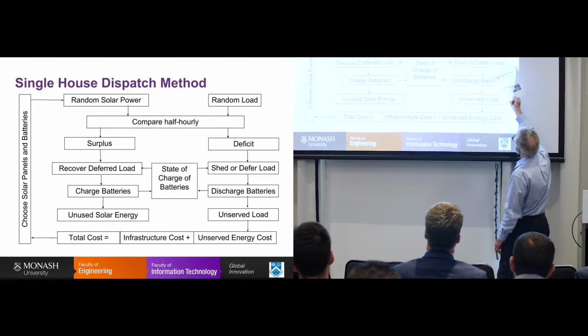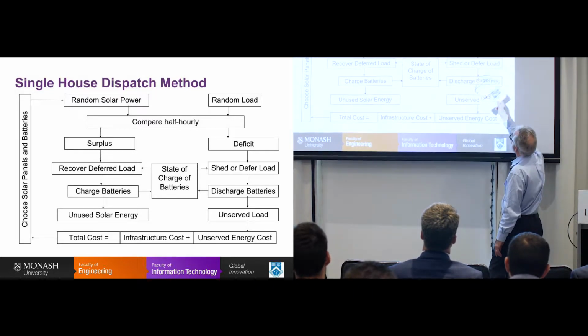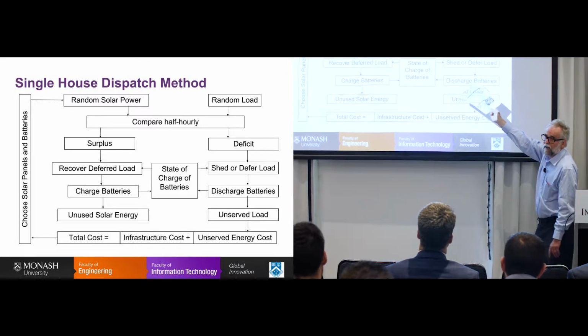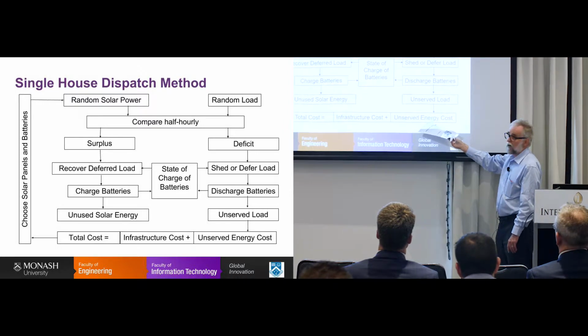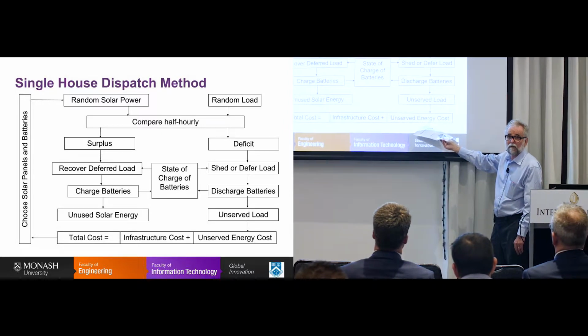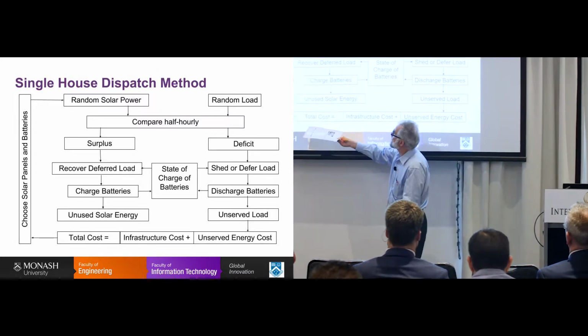If I've got a deficit, I shed load or defer load. I draw on the battery as much as I can. If I flatten the battery, then I've got unserved load. I then price that at the unserved energy cost. I mentioned $5 a US kilowatt hour. Add the infrastructure cost, gives me the total cost.